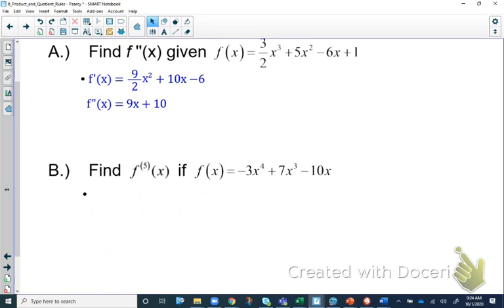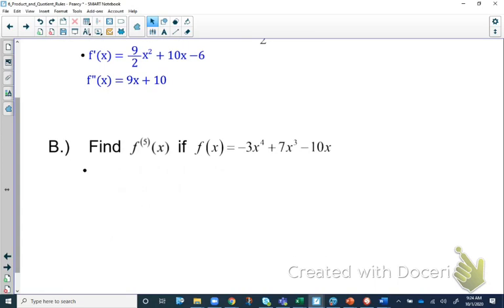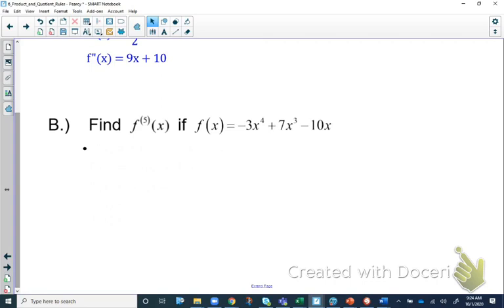So for the next one, and again, I'm going to encourage you to pause the video and see if you can get the answer here before I put it up. But again, it's a polynomial, pretty straightforward. The only thing is that it's asking us for the fifth derivative, so it's going to take us a few rows to get through it here.